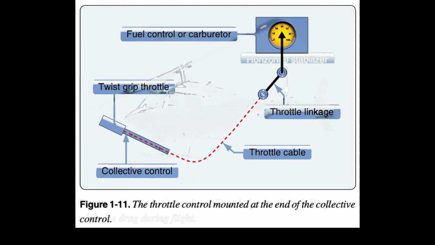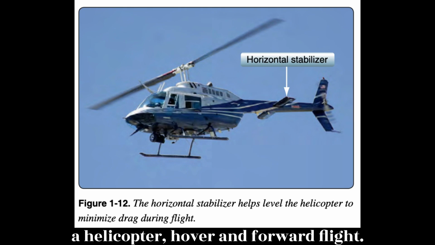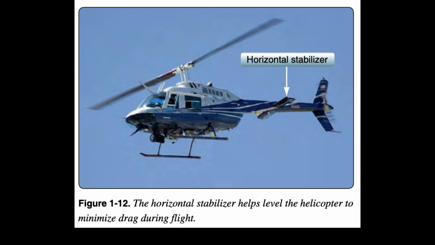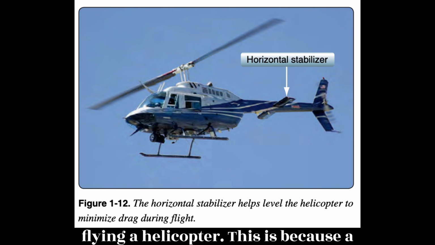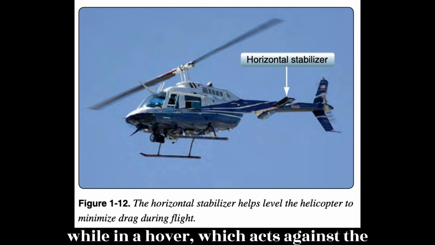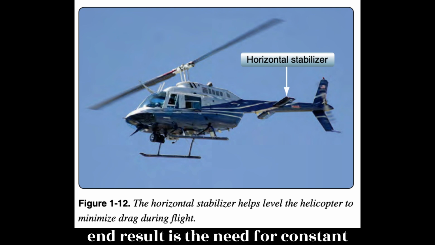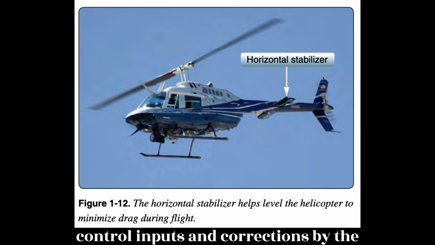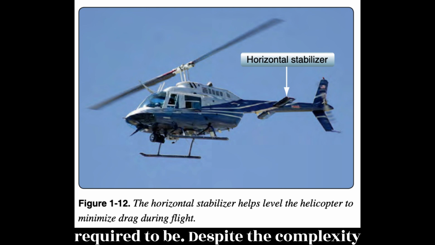Flight conditions. There are 2 basic flight conditions for a helicopter: hover and forward flight. Hovering is the most challenging part of flying a helicopter. This is because a helicopter generates its own gusty air while in a hover, which acts against the fuselage and flight control surfaces. The end result is the need for constant control inputs and corrections by the pilot to keep the helicopter where it is required to be.